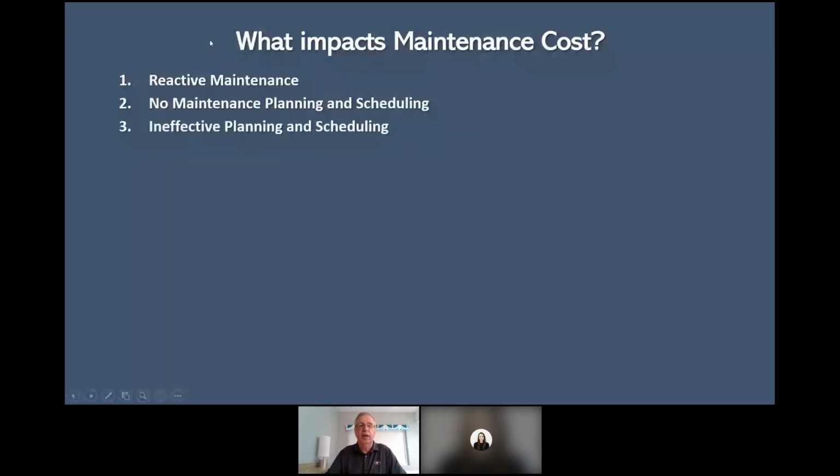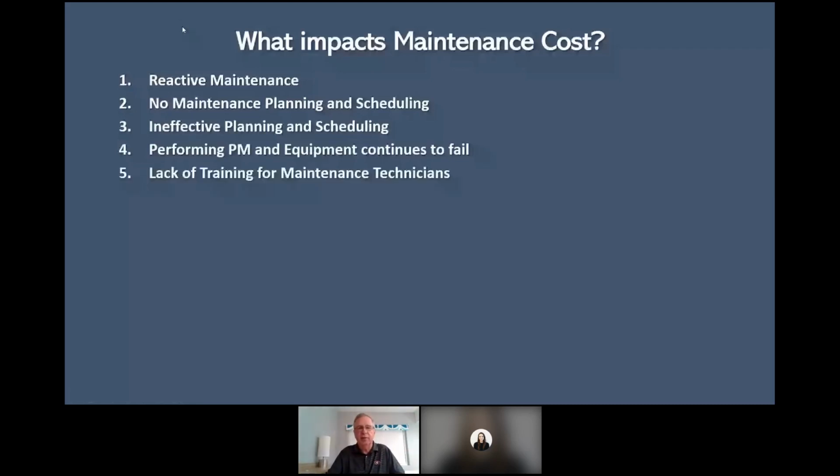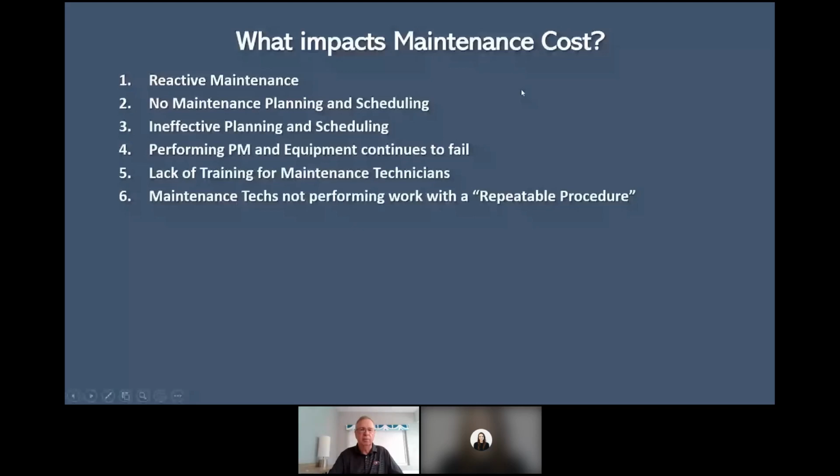Ineffective planning and scheduling. So you have none, or you have it, but it's not effective. Performing preventive maintenance and equipment continues to fail. That's not logical. Lack of training for maintenance technicians. So, we expect maintenance technicians to know everything. Well, we need to continuously train them to give them more knowledge, because knowledge is the whole foundation of maintenance support. Maintenance techs are not performing work with a repeatable procedure.